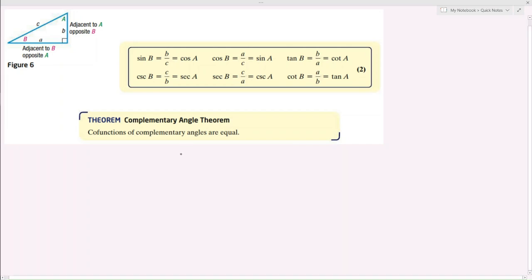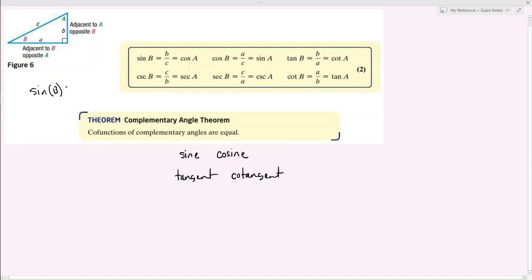The co-functions are tied together based on their names. So if you think, for instance, about the sine, its co-function is cosine. Or if you think about the tangent, its co-function is the cotangent. Okay, so that's how you tie the co-functions together. What this tells us is an obvious result if you look at what we just learned about right triangle trigonometry.